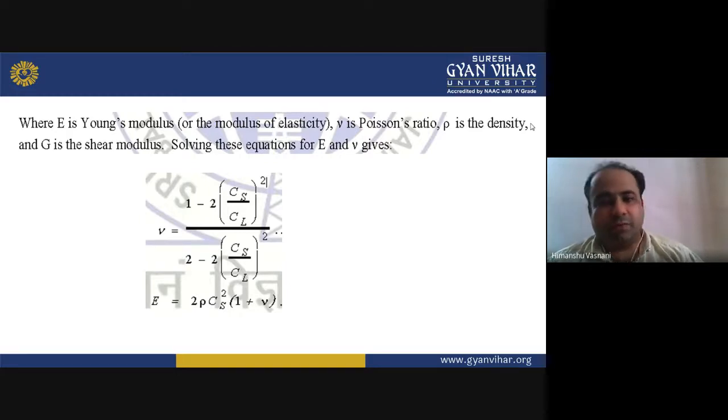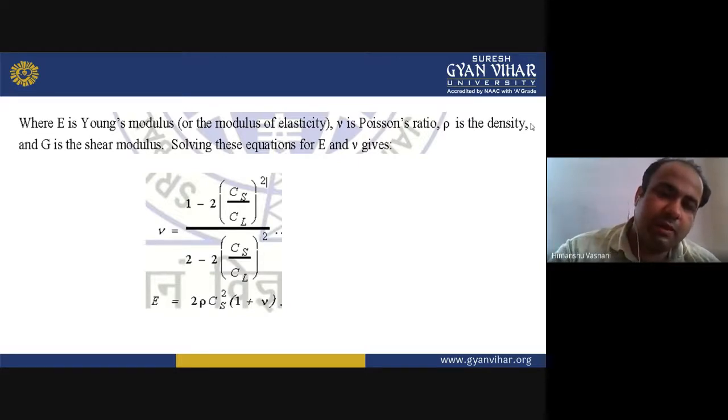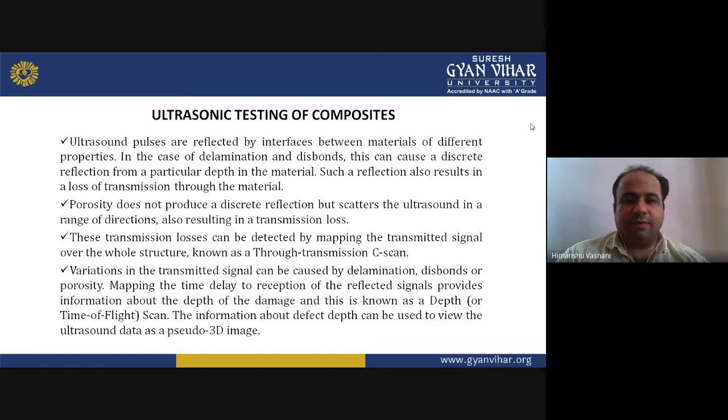Solving these equations for E and v gives v equals (1 minus 2 (Cs upon Cl) squared) upon (2 minus 2 (Cs upon Cl) squared), and E equals 2 rho Cs squared into (1 plus v). These are simple formulas that we have discussed earlier also.